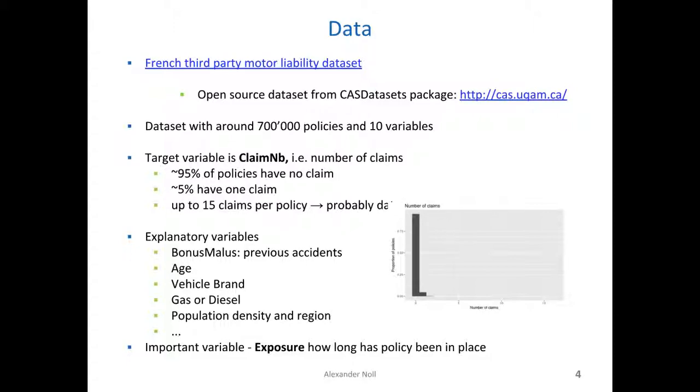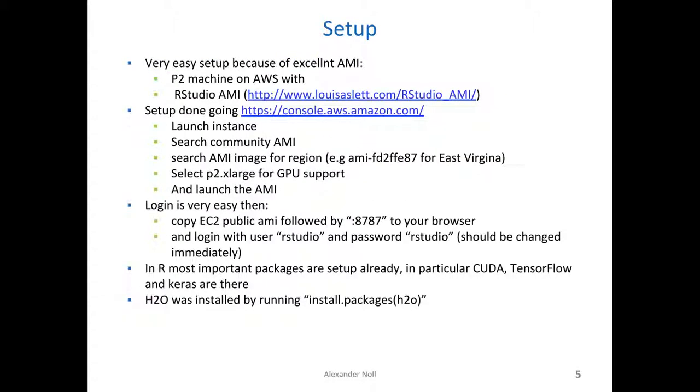And it's important because you cannot do just ordinary Poisson regression, because it's of course very different whether a policy that's been in place for a full year had no claim, or whether a policy that's in place for 1 day had no claim. And this is measured by the exposure variable. And this is the reason why we can't simply use the Keras package.